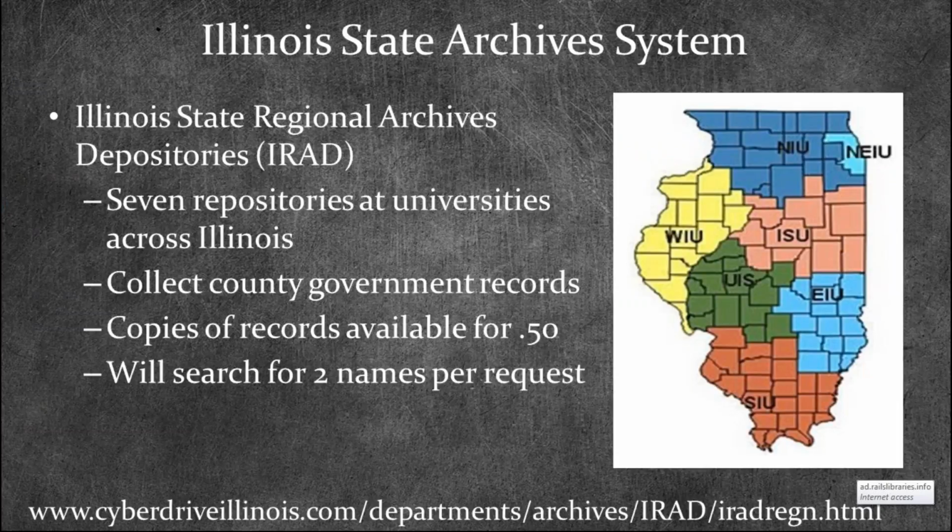Like I mentioned, the Illinois State Archives has what are called the Regional Archives Depositories. And what that means is that there are 7 university libraries scattered throughout the state of Illinois who house the government records for those surrounding counties. So you kind of see in this little snapshot image that NEIU, which is Northeastern Illinois University, only has records for Cook County. That does not include the city of Chicago. So births, marriages, and deaths for Cook County are included, but births, marriages, and deaths for the city of Chicago are not.